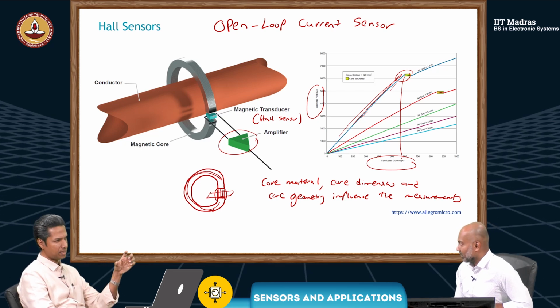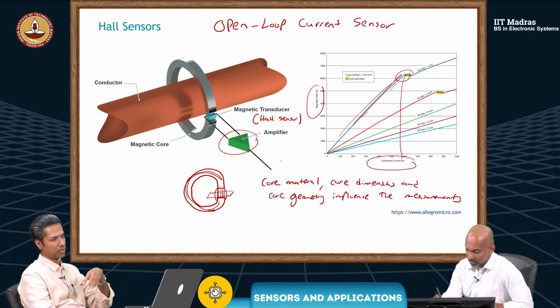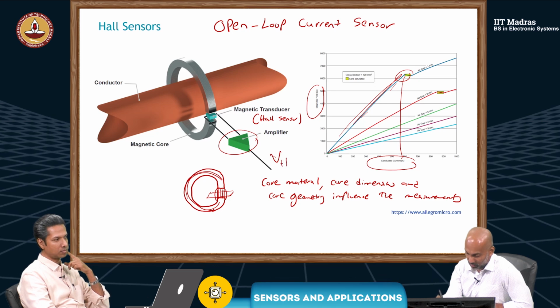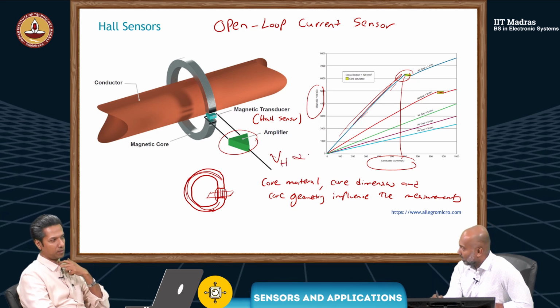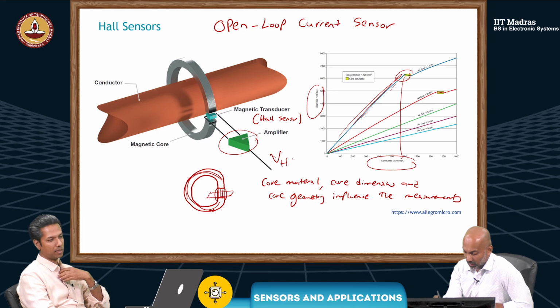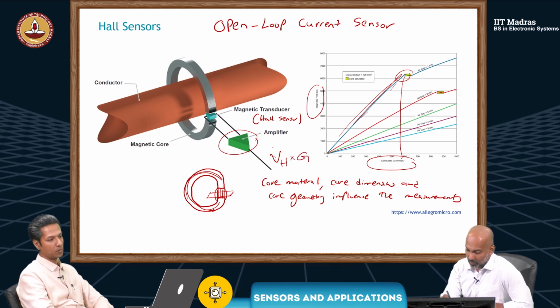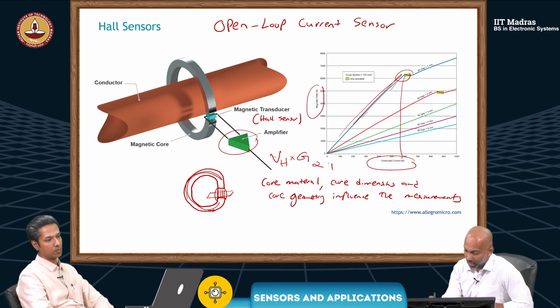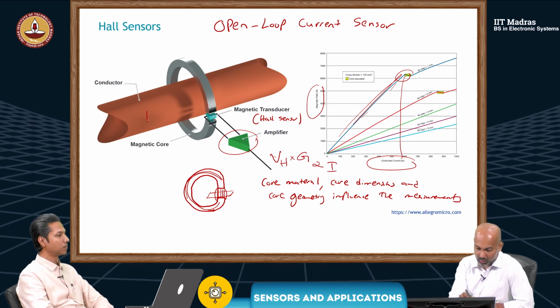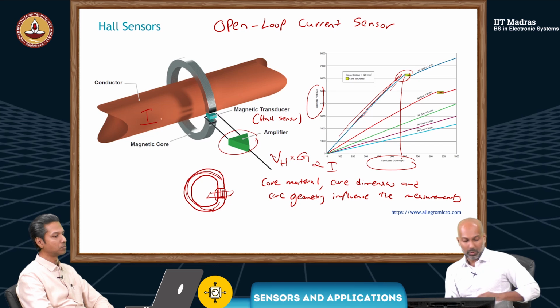Actually, that VH is a small voltage that you are amplifying. So what we get here is VH multiplied by some gain, and that is proportional to the current, which is what you are measuring here.